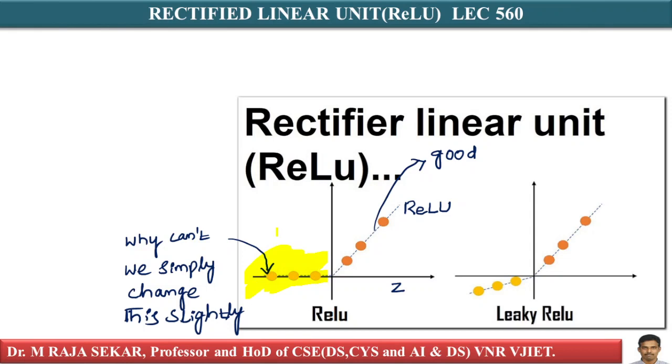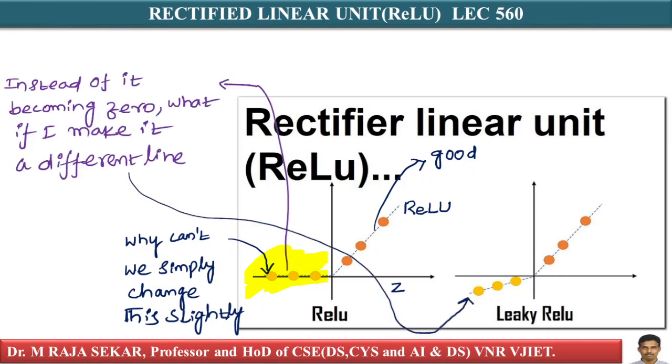Why can't we simply change this slightly? Instead of it becoming 0, what if I make it a different line? Instead of this straight line, I'm slightly moving it, just like this. This is leaky ReLU. Here you have a straight line, but here I'm taking a little bit of an angle.